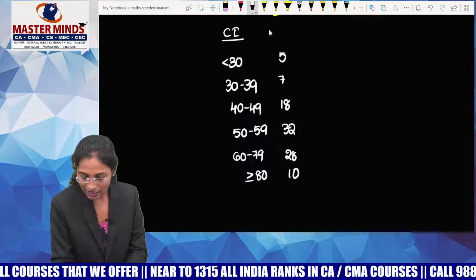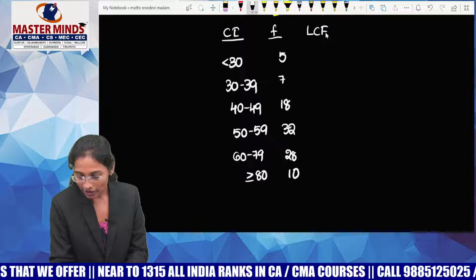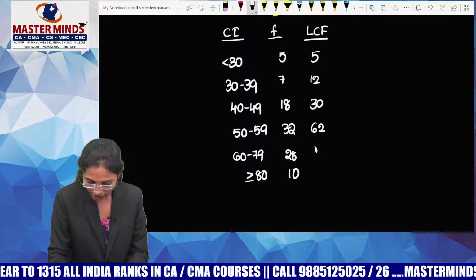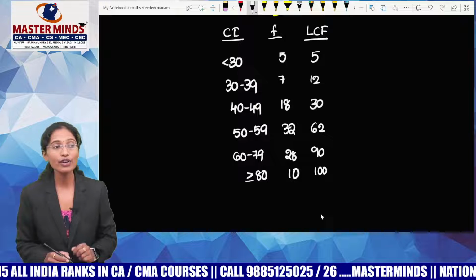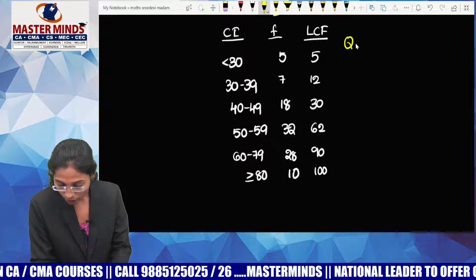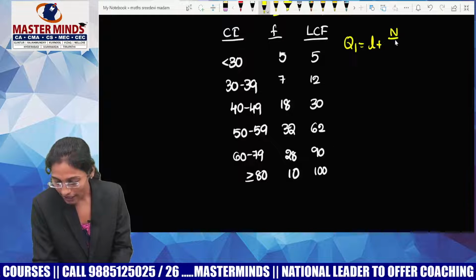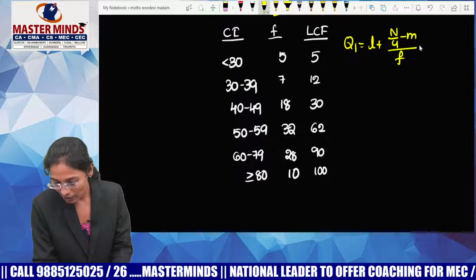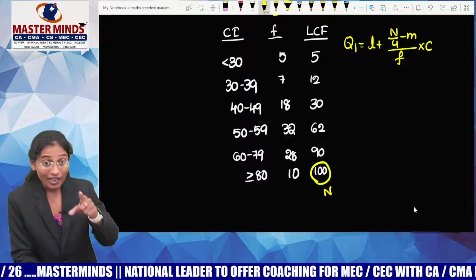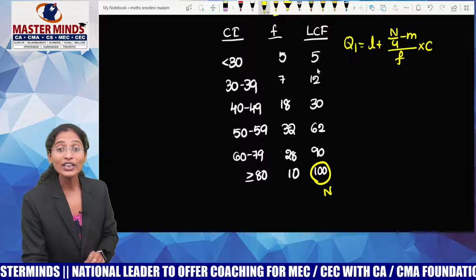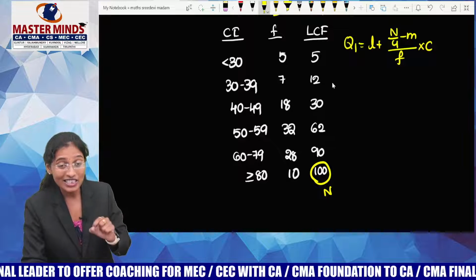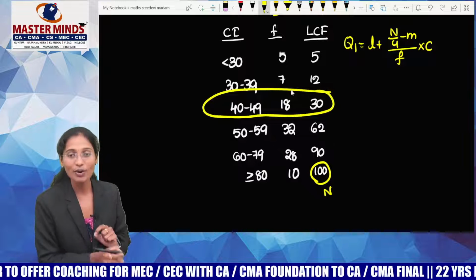Now let me go for LCF. So tell me, 5 plus 7, 12, 12 plus 18, 30, 30 plus 32, 62, 62 plus 28, 90, 90 plus 10, 100. Means your total frequency is 100. Have to calculate Q1 or Q3. Q1 means the formula is, let me write down the formula: L plus N by 4 minus M by F into C. What is N, all of you? 100. Your N is 100. Now tell me what is N by 4? 25. Identify the class in which 25 was just exceeded in the less than cumulative frequency. 25 just exceeds 25. Yeah, this class. This is the first quartile class.